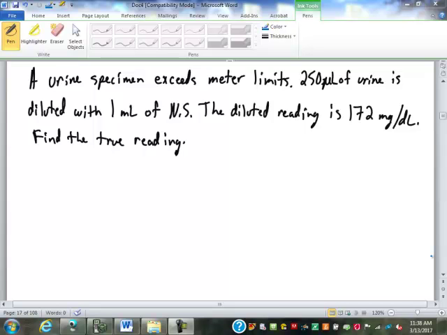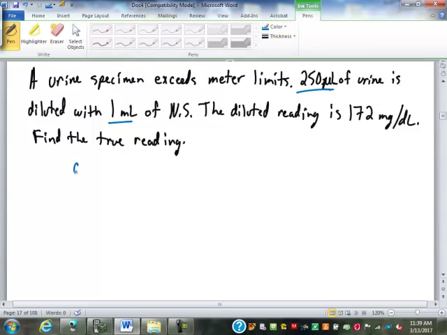So anyway, this question here is like what we did on Friday, dealing with dilutions. So we have a urine specimen that exceeds our meter's limits. So we're diluting 250 microliters of urine with 1 milliliter of saline. So our diluted reading of 172, we need to find that true reading.